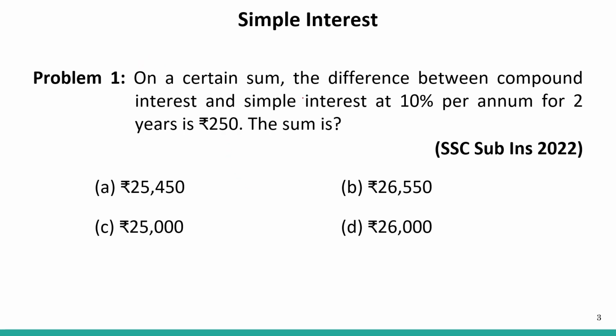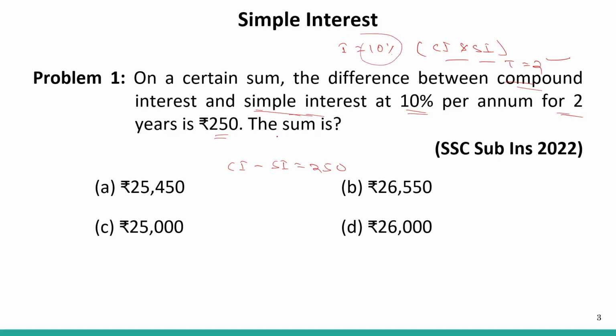On a certain sum, the difference between the compound interest and simple interest is at 10% per annum. So here the difference is compound interest minus simple interest, so it will be CI minus SI. The interest rate is 10% for both CI and SI, for 2 years, so T is given as 2. The difference is given as 250, for 2 years with this interest rate.